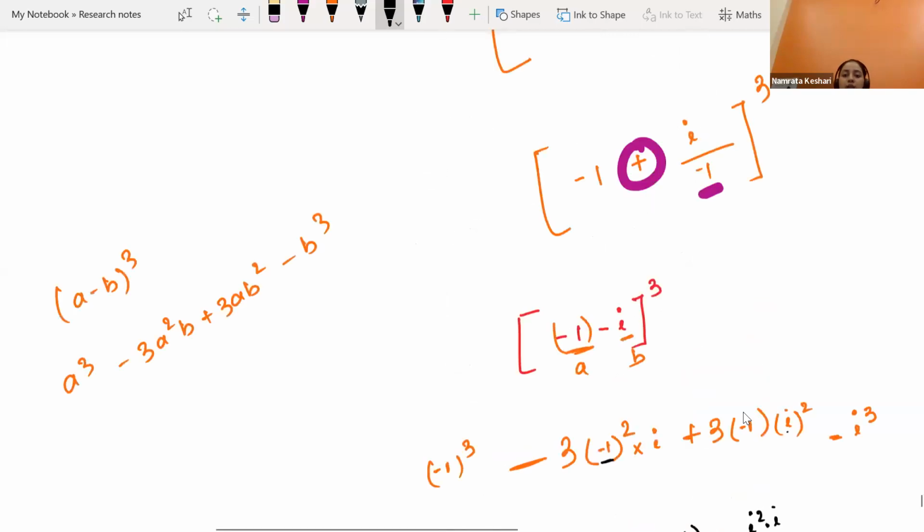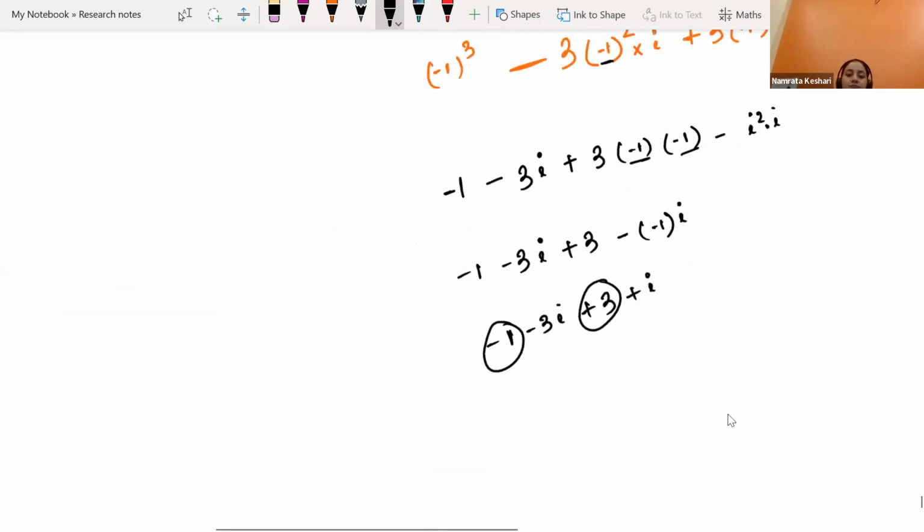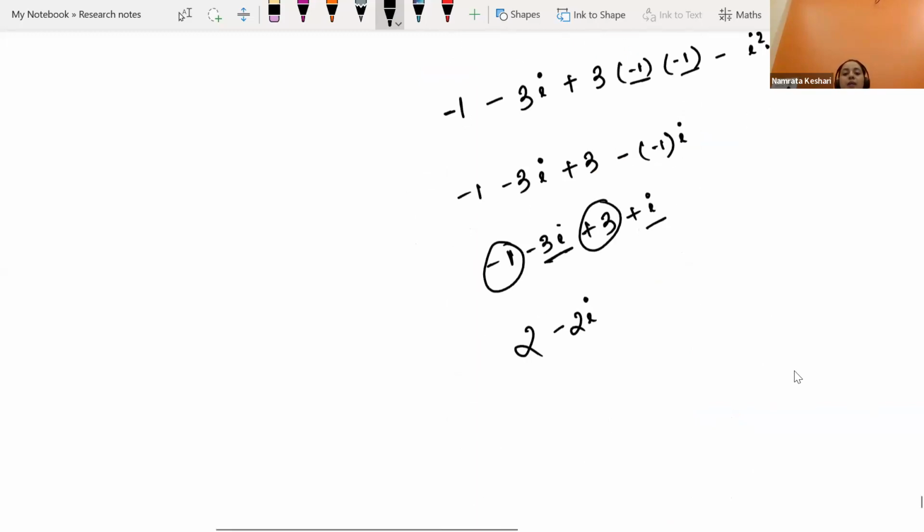Then we are on the right track. Okay, let's continue. 3 minus 1 is 2. Minus 3i plus i is minus 2i. Any confusion? Ali and Alina, this is what we ended up getting.